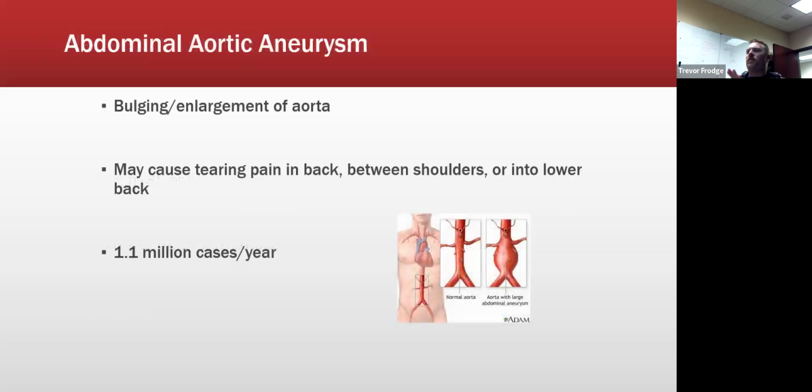So let's talk about an abdominal aortic aneurysm. So typically when this is taught, the patient will complain of chest pain, which is possible, but they typically complain of high belly pain. So it could cause a tearing pain in the back between the shoulders. It could also be in the lower back. Typically happens in your descending aorta, and it has 1.1 million cases a year.